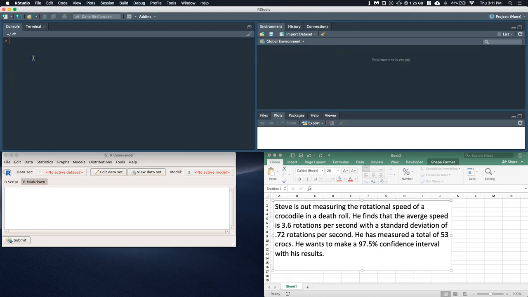All right, so first things first, I want to know the data type. And the data type that I'm dealing with right now is numerical. Okay, so I've got a numerical data type, and the reason is that he's actually going and measuring this. This is not categories, and so we've got numerical. So because of that, we're going to be dealing with means.